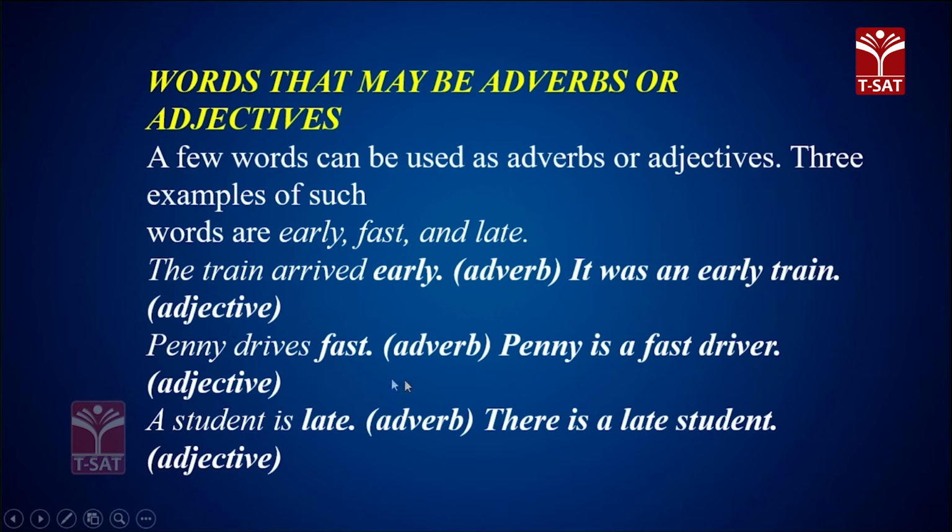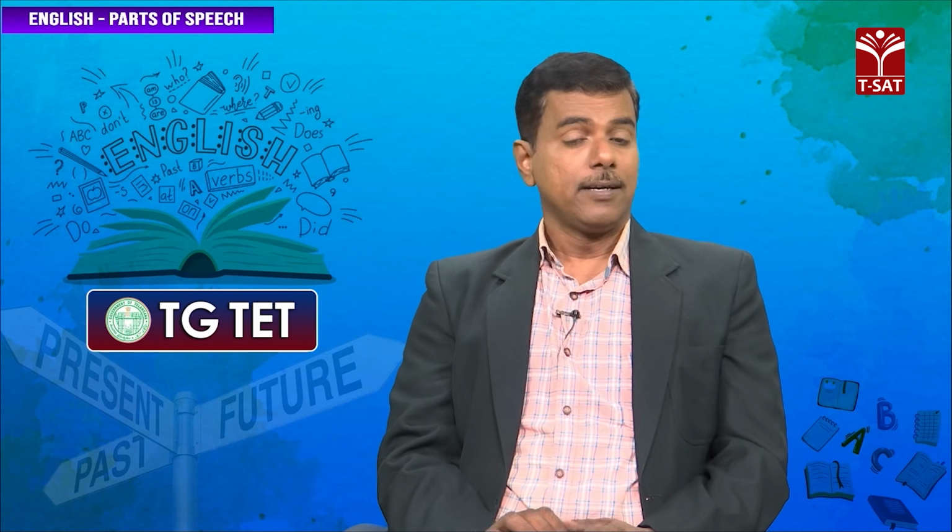Penny drives fast, this fast is used in the sense of adverb. Penny is a fast driver, here the word fast is used in the sense of an adjective. A student is late, adverb sense, there is a late student, here the sense is adjective. So, these are the three words which can be referred to as adverbs and adjectives depending upon the given context in the sentence. Then with that we will conclude the study of adverbs and we will move on to another very important part of speech called prepositions.